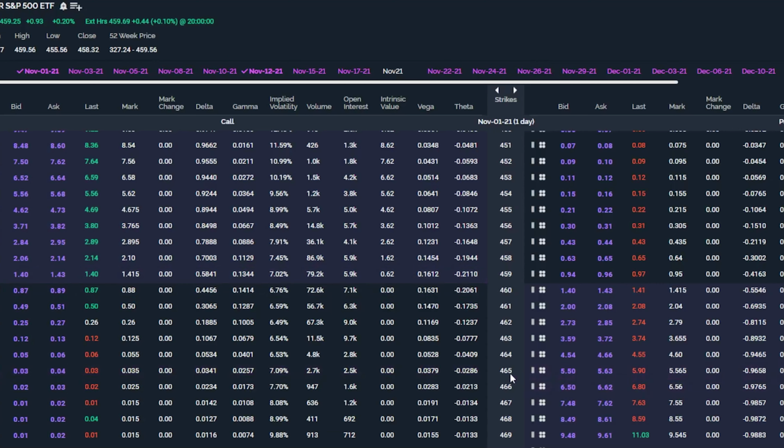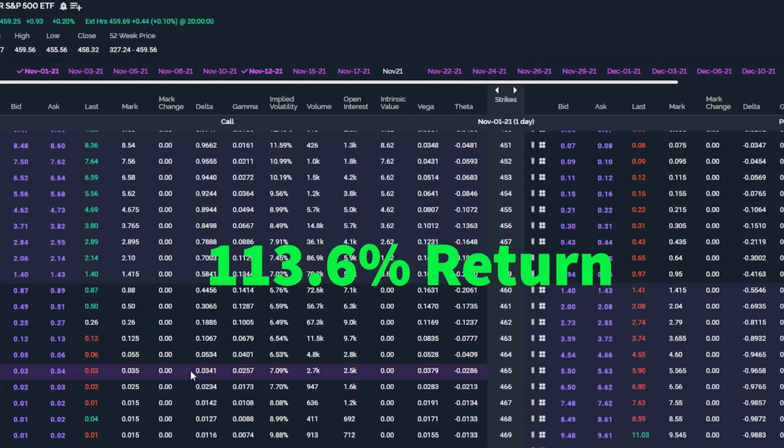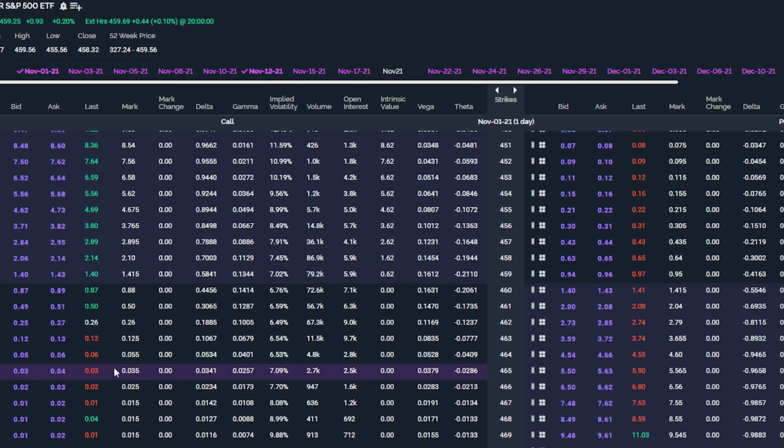The 465 contracts have a delta of 0.0341 with a premium of 0.03, which comes out to a 113% gain given a $1 move in SPY. Well, obviously, I'm going to choose the significantly outside the money contracts, right? Wrong. Because you're not accounting for our biggest enemy as options traders, which is Theta.